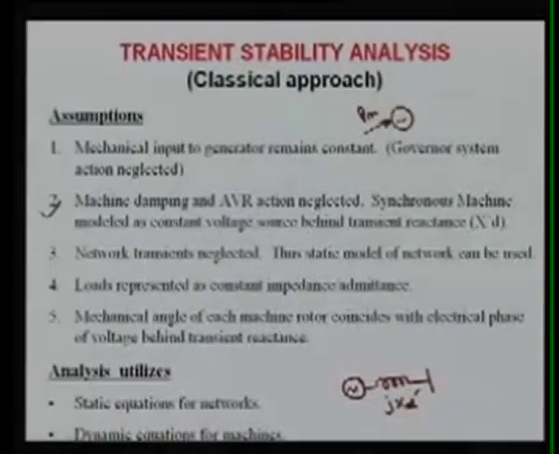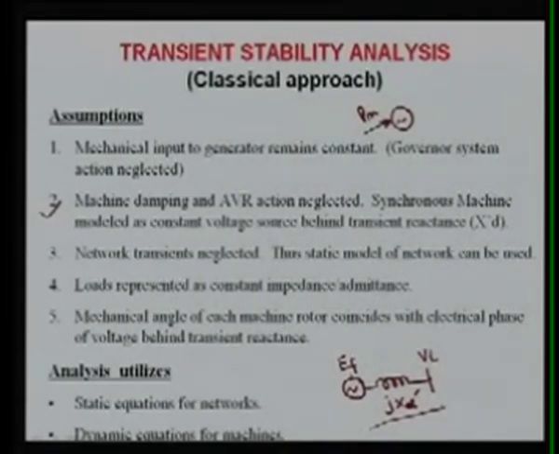If it is a salient machine, then it is X D prime, and if it is a cylindrical rotor machine, then it will be XS. So it is the constant voltage source EF behind this terminal voltage, through the reactance of this alternator. Then we can model it in this way. This is also called the classical representation of the machine modeling.